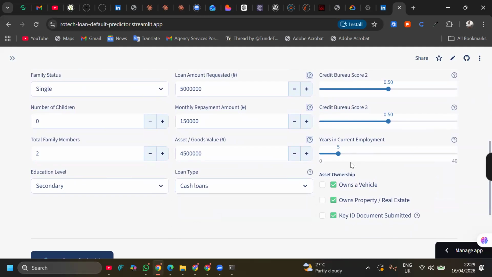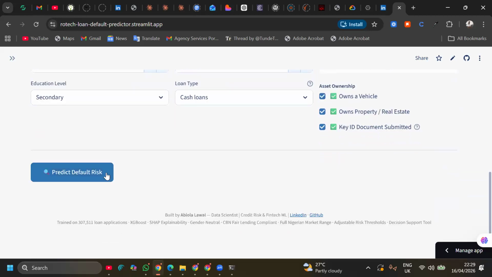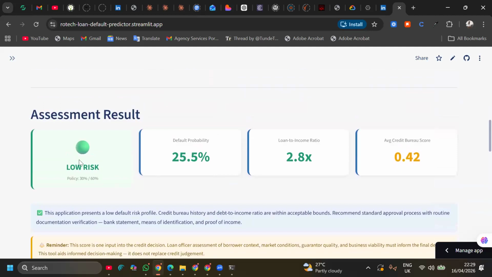Then the number of years you actually spent in your organization, right? Do you own a car? Do you own a property? And have you submitted the necessary documents? By the time you do that, then we click on predict default risk. When you click on predict default risk, it's going to tell the loan officer whether this is a low risk or a higher risk. So the probability of default of this person is 25.5%.